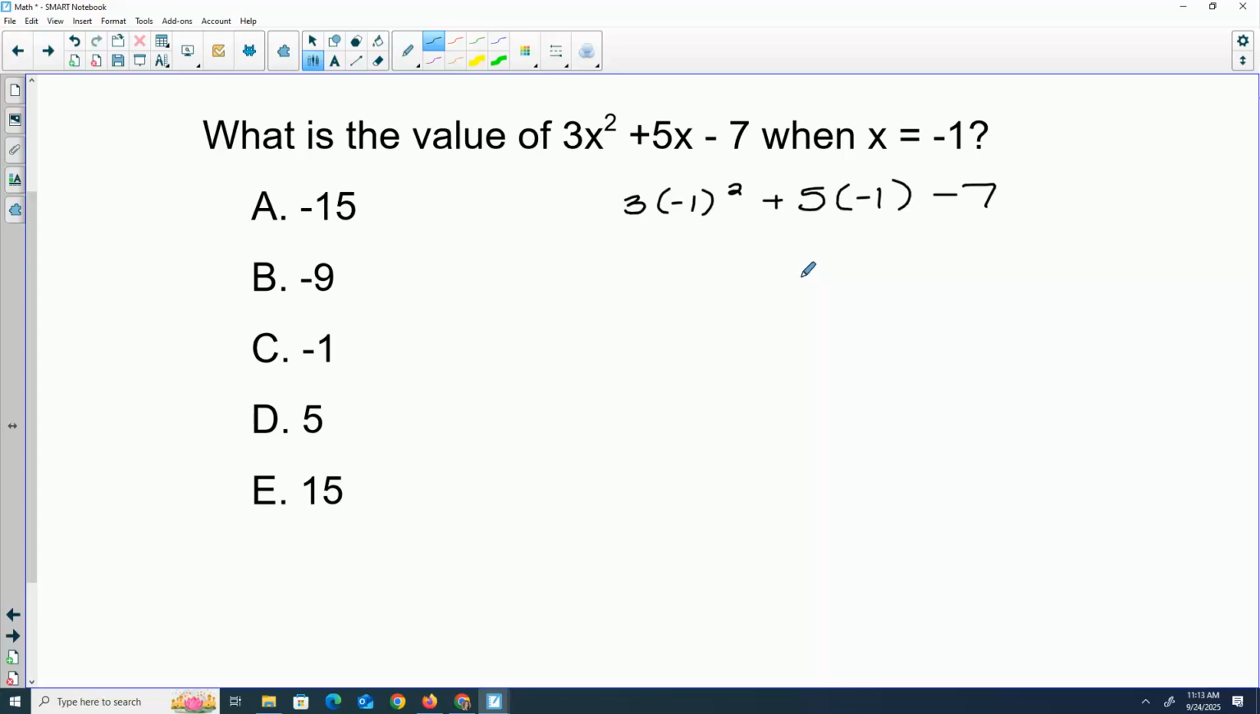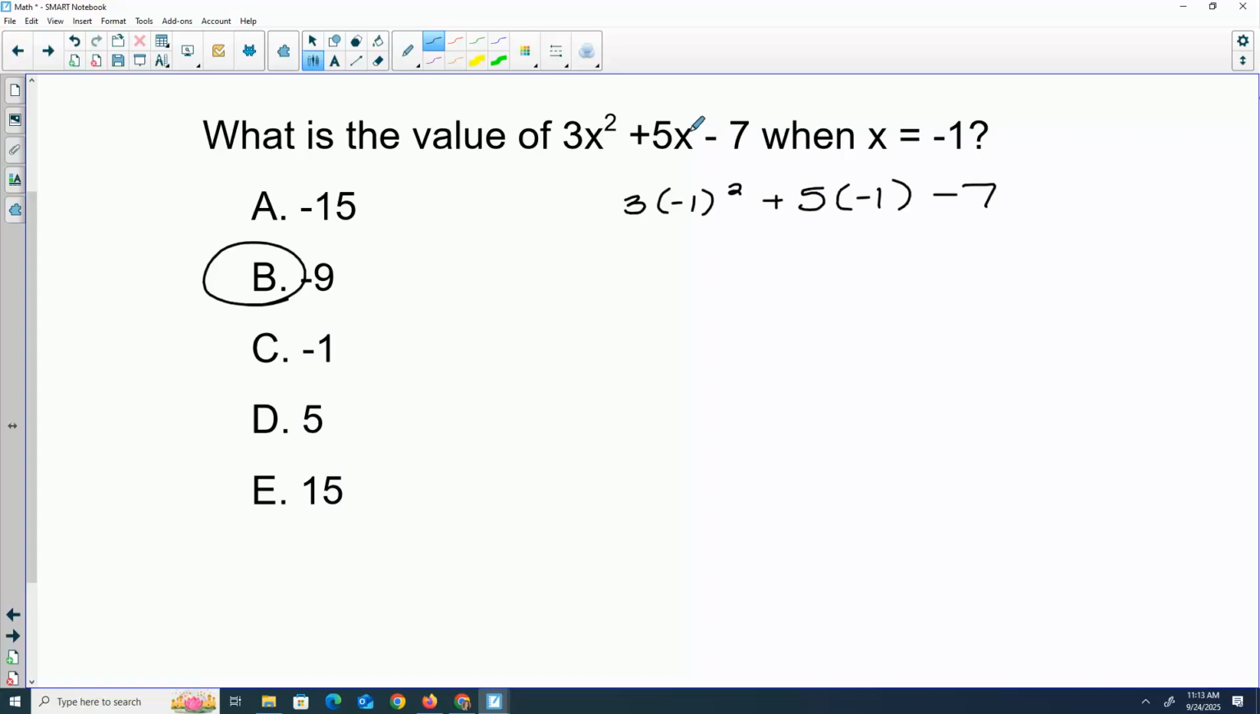Yeah. As many as you could possibly put in there. As long as you don't forget to close one or something. But yeah, parentheses are your friend. Anytime you're plugging something in, put it in parentheses. That will save you a lot of easy points there. All right, did everyone get that when they plugged it in?